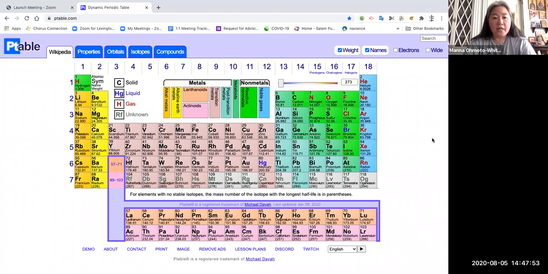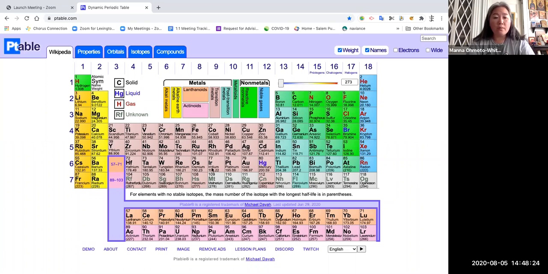We'll be using the periodic table a lot during this school year, and this is a wonderful website, ptable.com, that I encourage you to bookmark on your computer and to use a lot. We'll be talking about it in class. The periodic table is a very dynamic document. It can tell you a lot about things that you never thought possible, and you'll gain an appreciation as we go throughout the year.